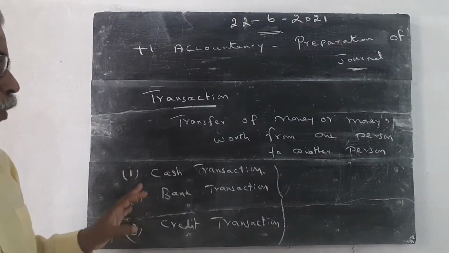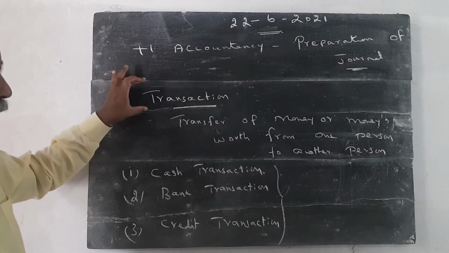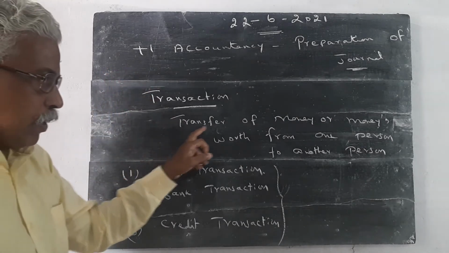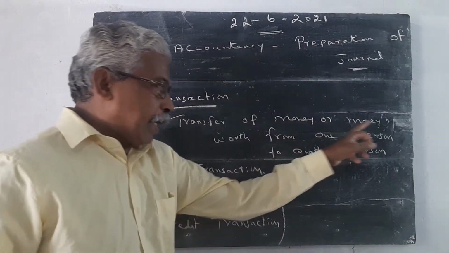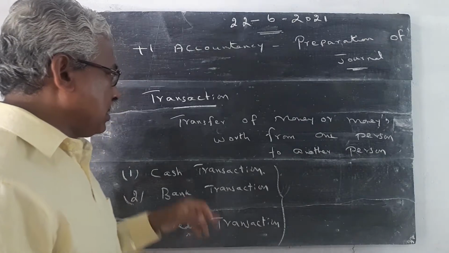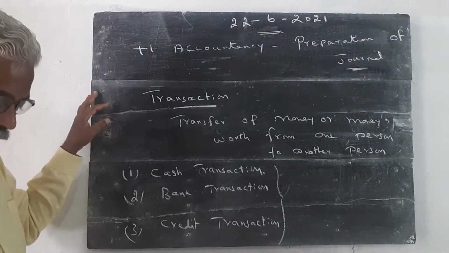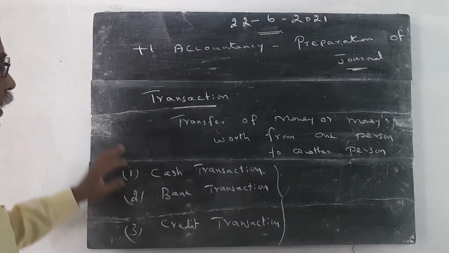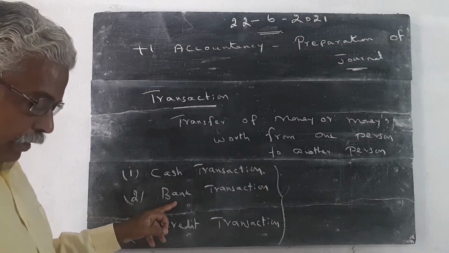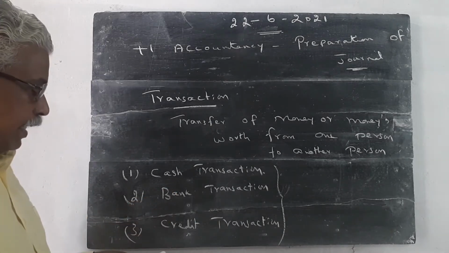So the basic point is, what is the meaning of transaction? Transaction means transfer of money or money's worth from one person to another person. The transactions are of three types. Number one, cash transaction. Number two, bank transaction. And number three, credit transaction.